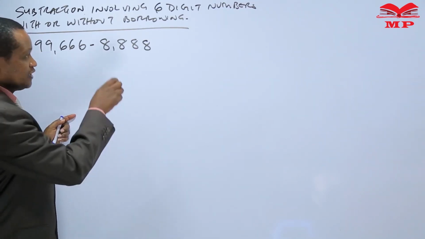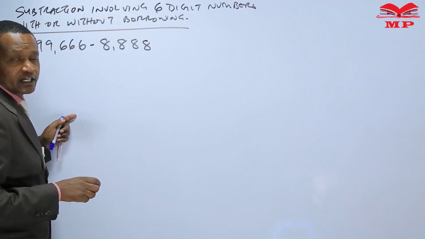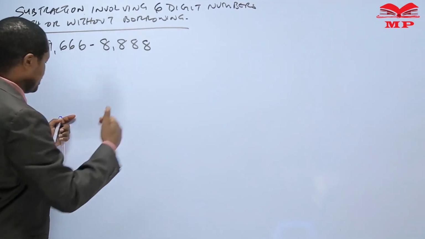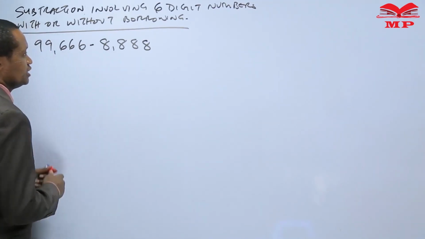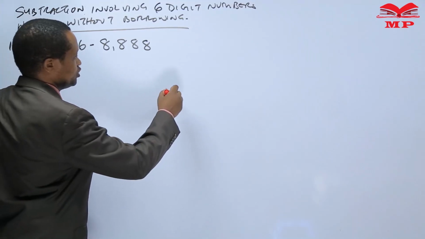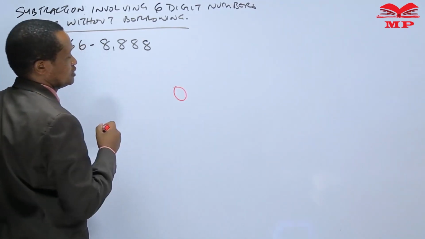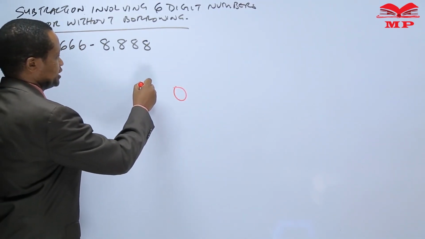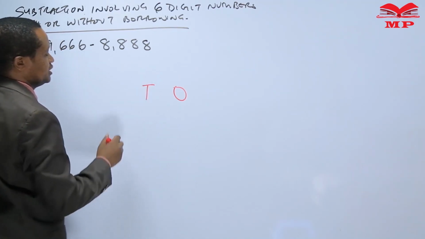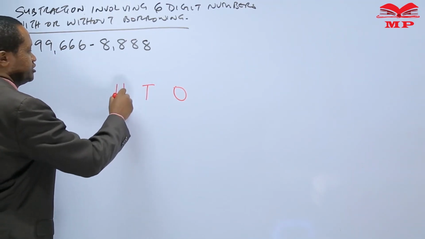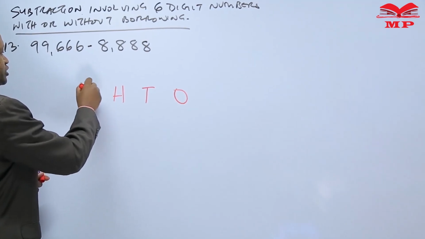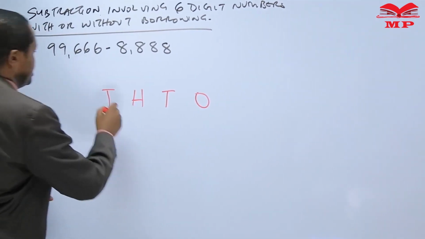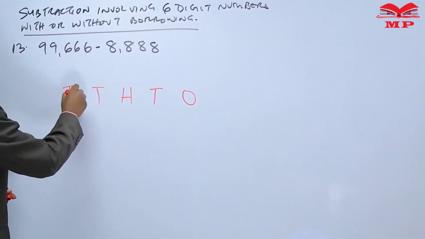Now when you have such numbers and you are supposed to subtract, the first thing is to align the numbers vertically according to their place values, and you begin with the place value of ones, then you move on to tens, then hundreds, followed by thousands, then 10,000s.